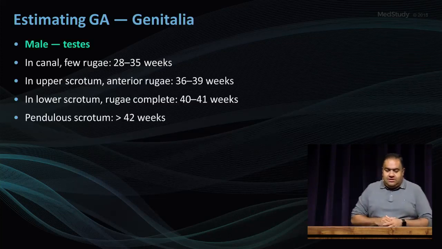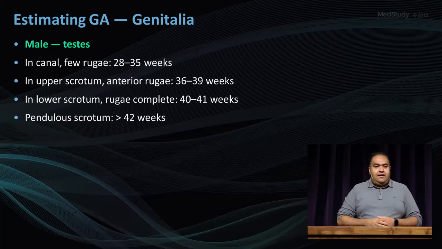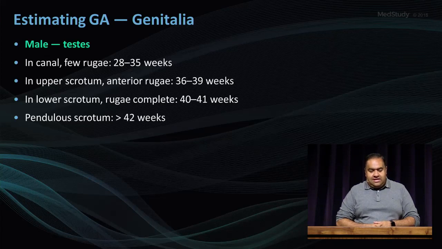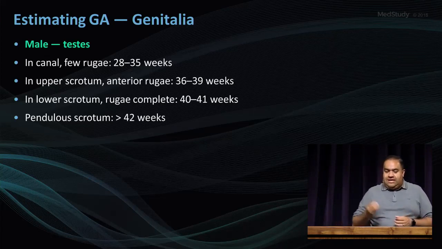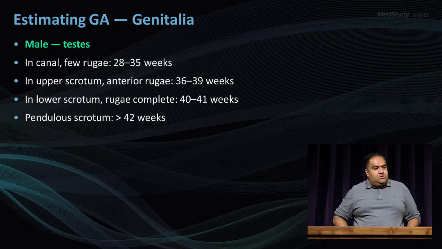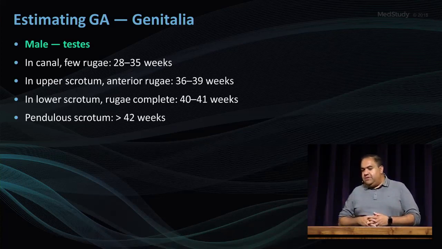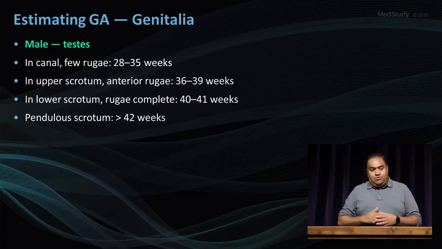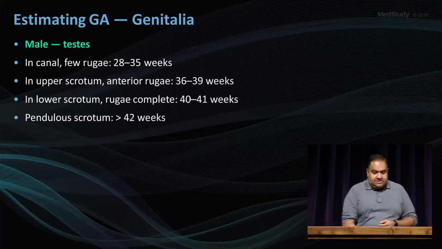Genitalia, in males, you want to see if their testicles are descended. Remember they reside in the lower pelvis, and they come down through the inguinal canals and then descend into the scrotal sac. If you look at the scrotum, at about 28 to 35 weeks, the testes are usually within the canal, and there are very few rugae that you may see on the scrotum. At 36 to 39 weeks, it'll be seen more in the upper scrotum. At 40 to 41 weeks, the rugae are fully completed, and you'll see them in the lower scrotum. And at 42 weeks, they've got a pendulous-looking scrotum.